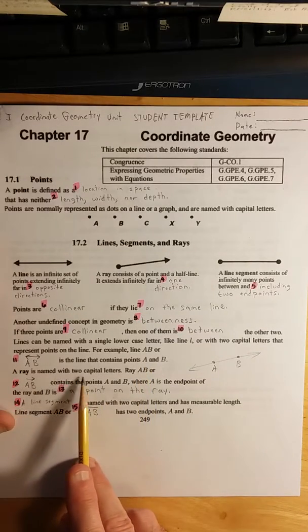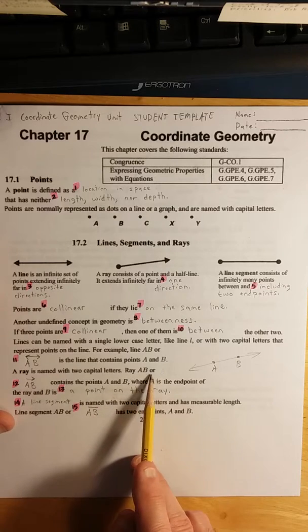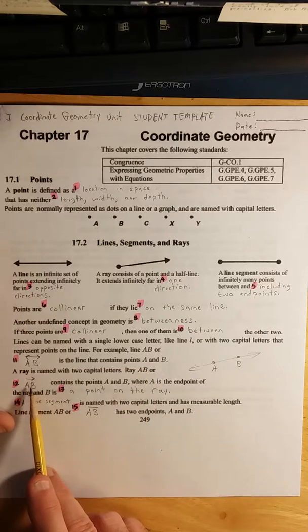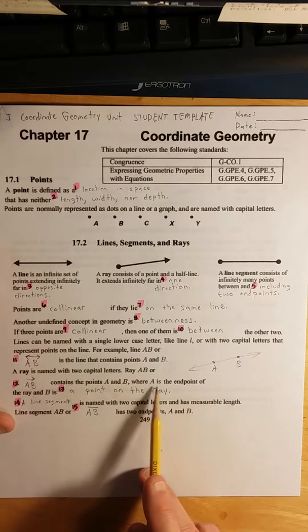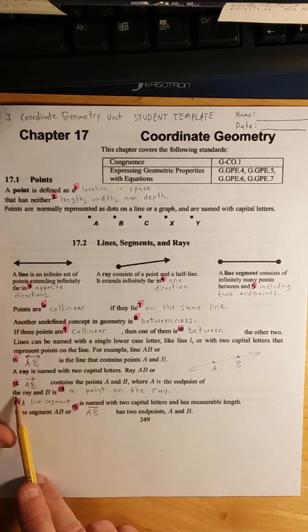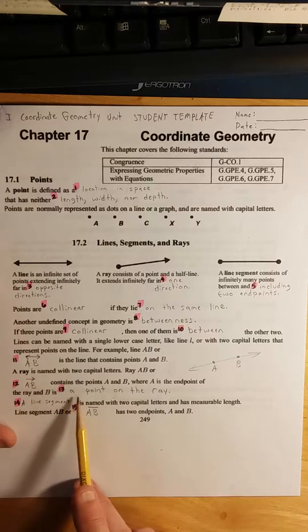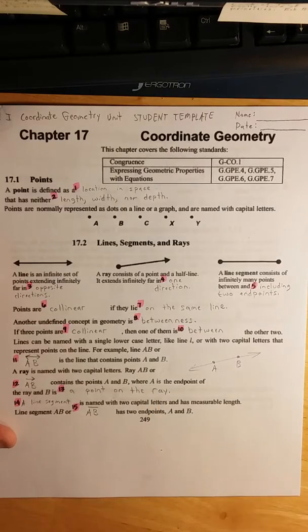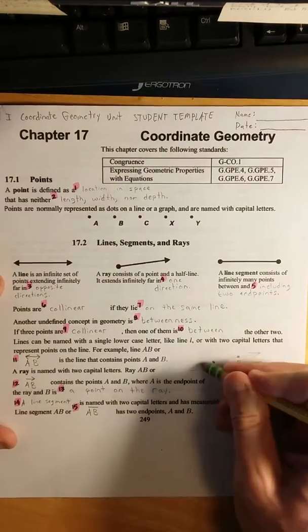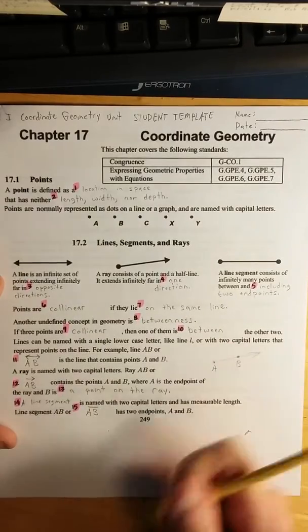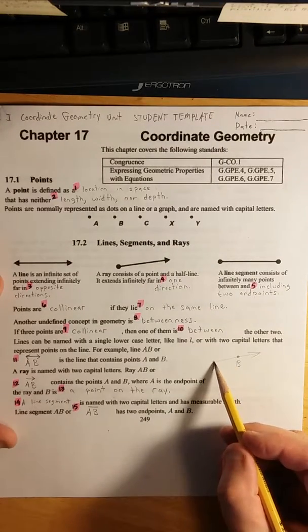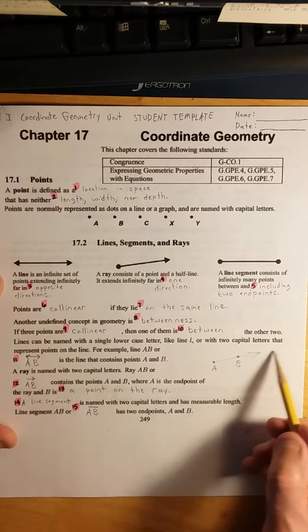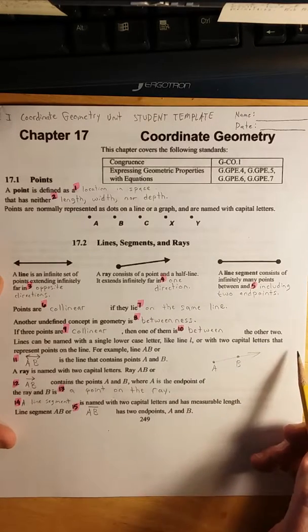A ray is named with two capital letters. Ray AB, or capital A, capital B, with the arrowhead pointing toward the B, contains the points A and B, where A is the endpoint of the ray and B is a point on the ray. So we could change our line into ray AB just by simply erasing this part. And so that would be called ray AB. We would start with point A, and it would go through B and infinitely far past B. Okay?